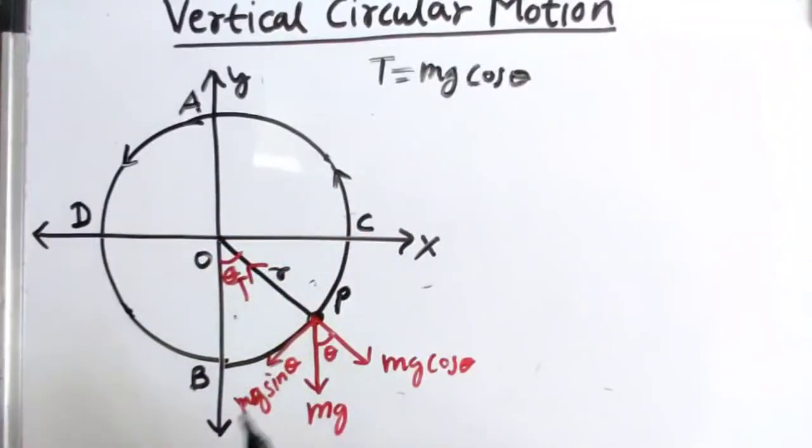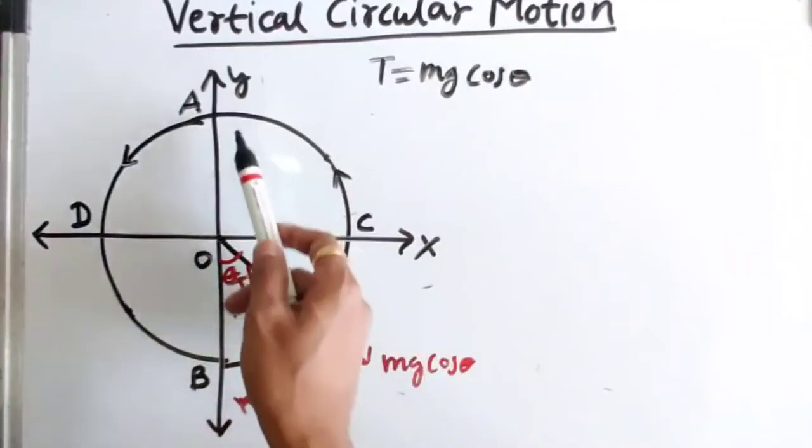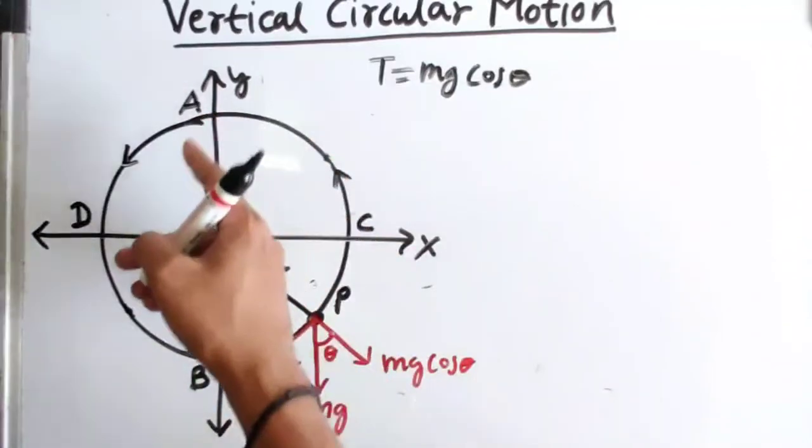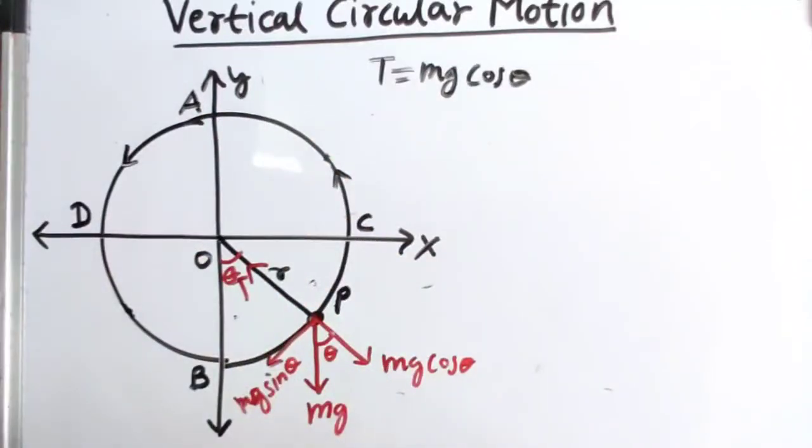From this figure we can clearly see that when the particle is moving along the path BCA in the upward direction, the component mg sin theta is in the downward direction, due to which the vertical motion of the particle is opposed. So when the particle is moving along BCA, its motion is opposed and its speed goes on decreasing.